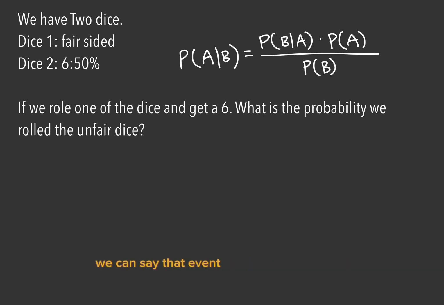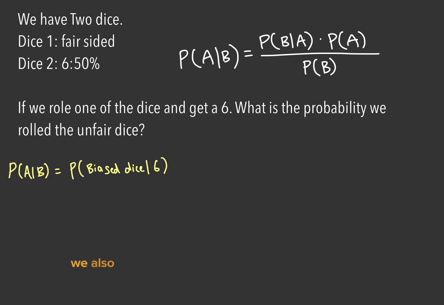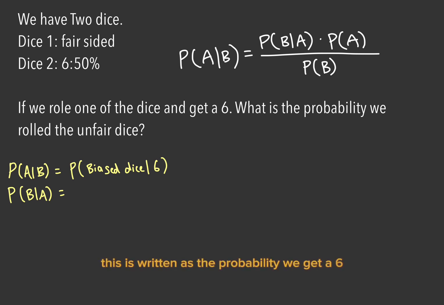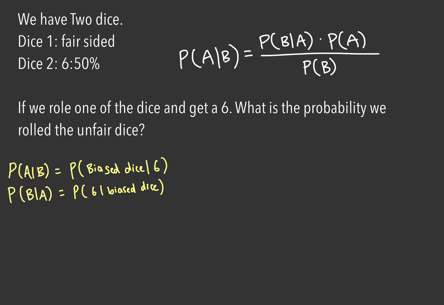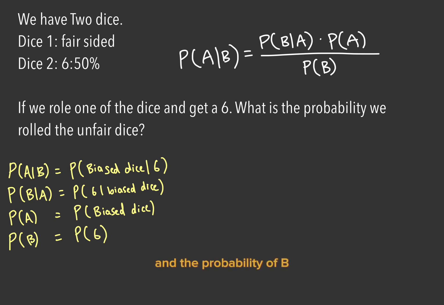We can say that event A is that we picked up the biased die and event B is that we rolled a 6. We also need to know the probability of B happening given that A has already happened. This is written as the probability we get a 6 given that we rolled a biased die. Next, we need to know the probability of A, which is the biased die, and the probability of B, which is to roll a 6.